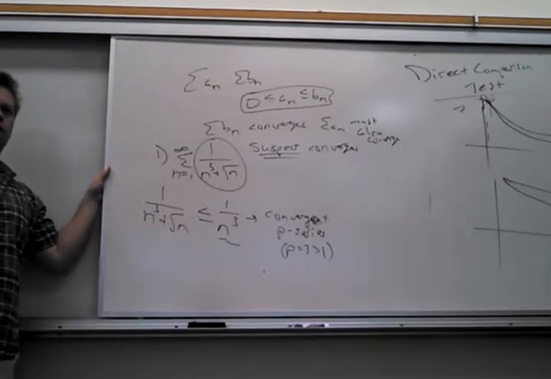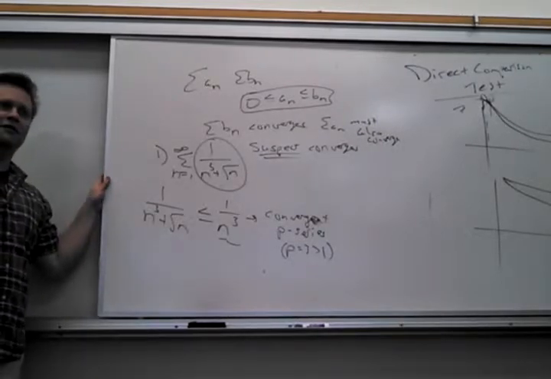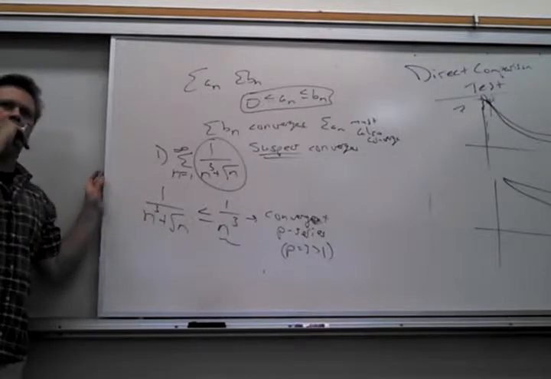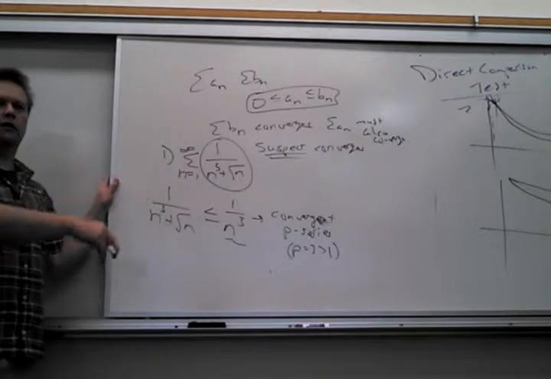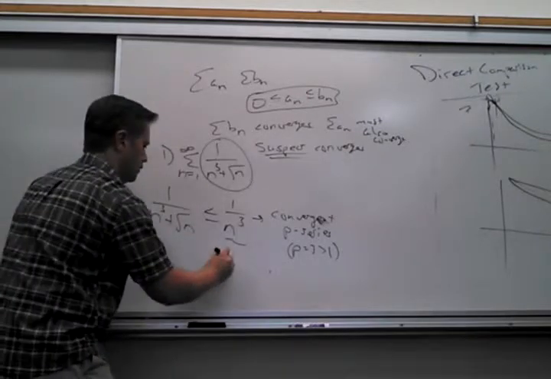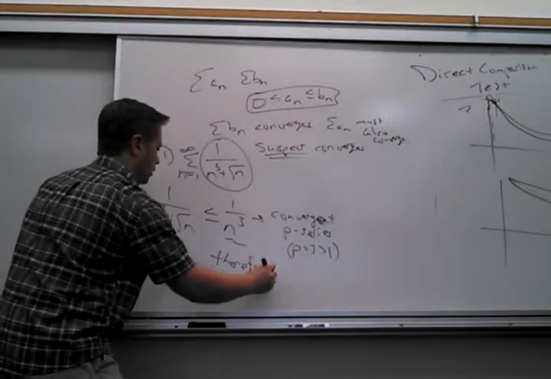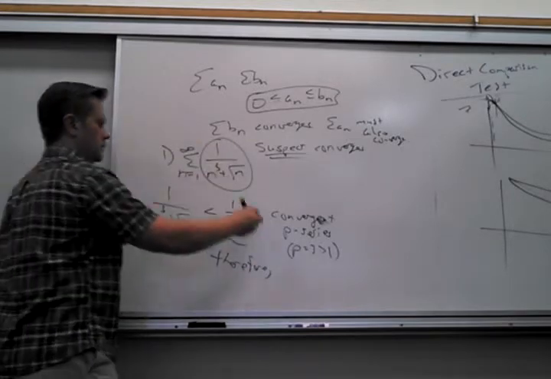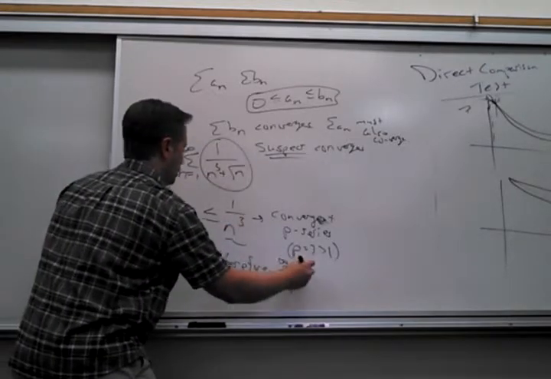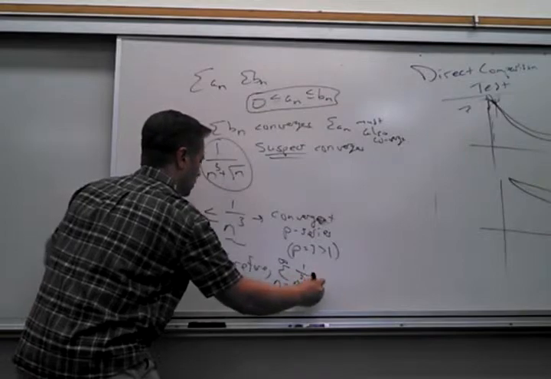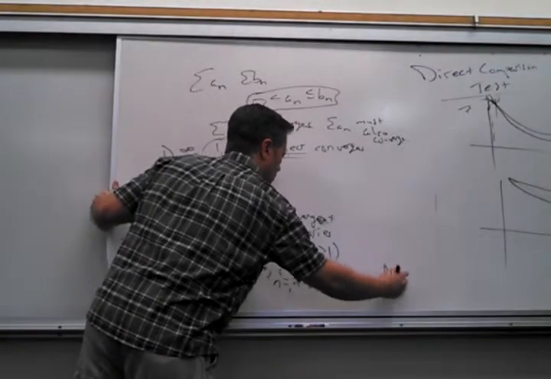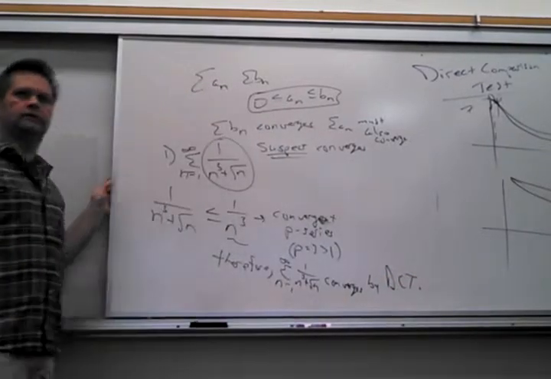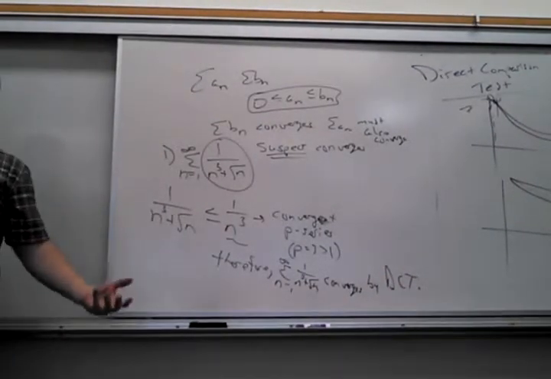It's not good enough to say because you've got a 50-50 shot. I want you to be better than that. I want you to get it right for the right reason. Convergent P series, P is 3, greater than 1. Therefore, 1 over n cubed converges, and therefore this thing converges also, by P series, by direct comparison. Direct comparison test, DCT.